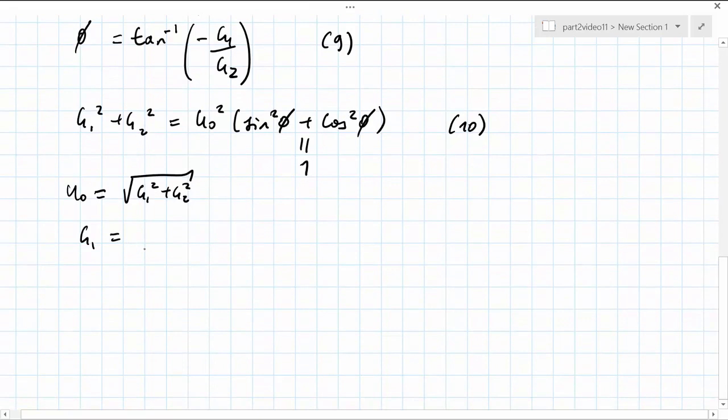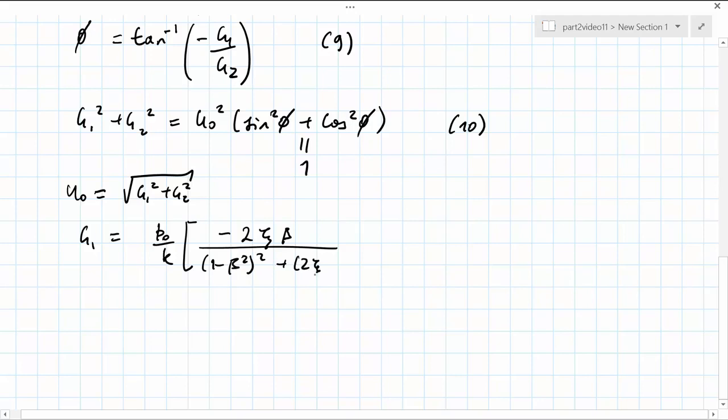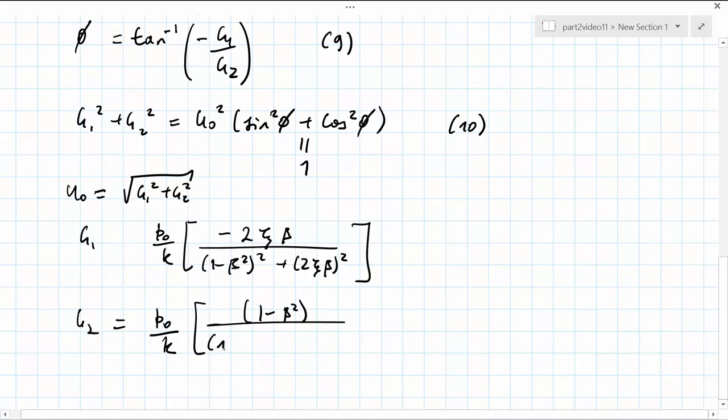Remembering from before that g1 is equal to p0 over k times minus 2 zeta beta divided by (1 minus beta squared) all squared plus (2 zeta beta) squared, and g2 is equal to p0 over k times 1 minus beta squared over (1 minus beta squared) all squared plus (2 zeta beta) all squared.